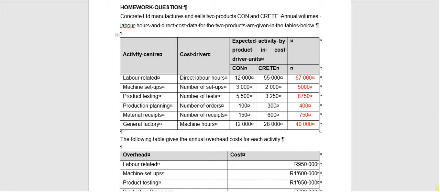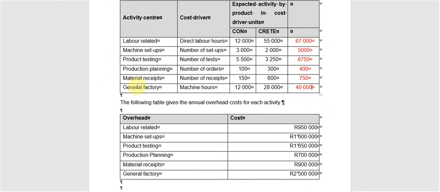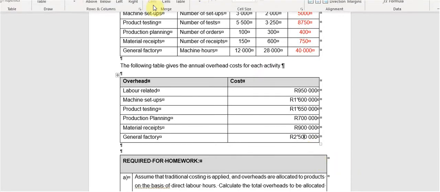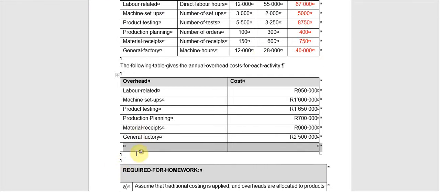All right, so you can see they've given you the overhead, they've given you its cost driver, they've given you how the cost driver relates to each of the products. Then in the next table, they have given you the overheads in rand terms. So you can observe that they have labor-related costs, their machine setups, product testing, production planning, material receipts, and general factory expenses. They've not given you a subtotal yet, so this is important for you to go and add it up. Again, in red, I'm just going to indicate that you should add it up.